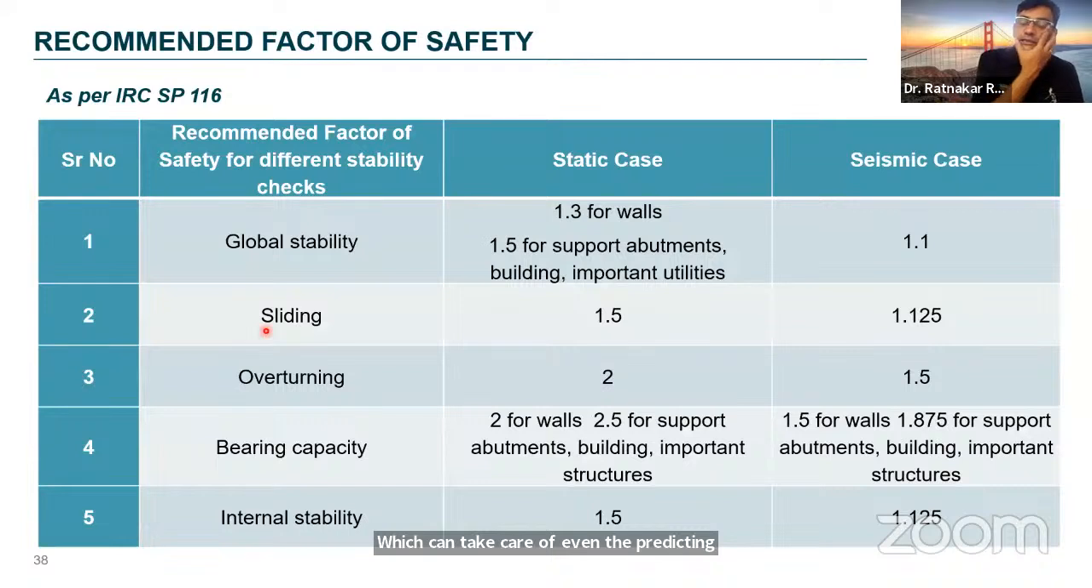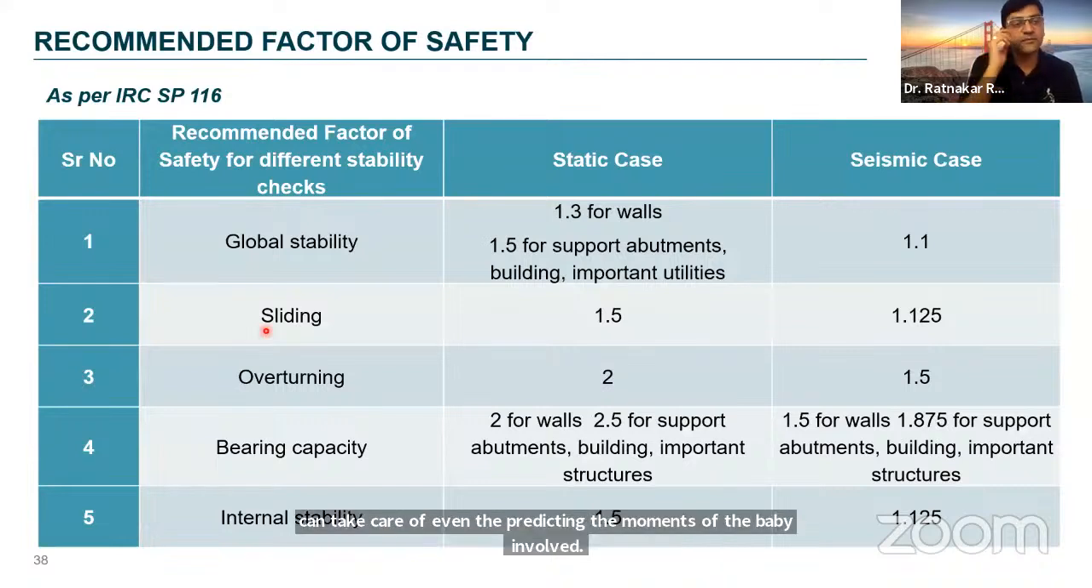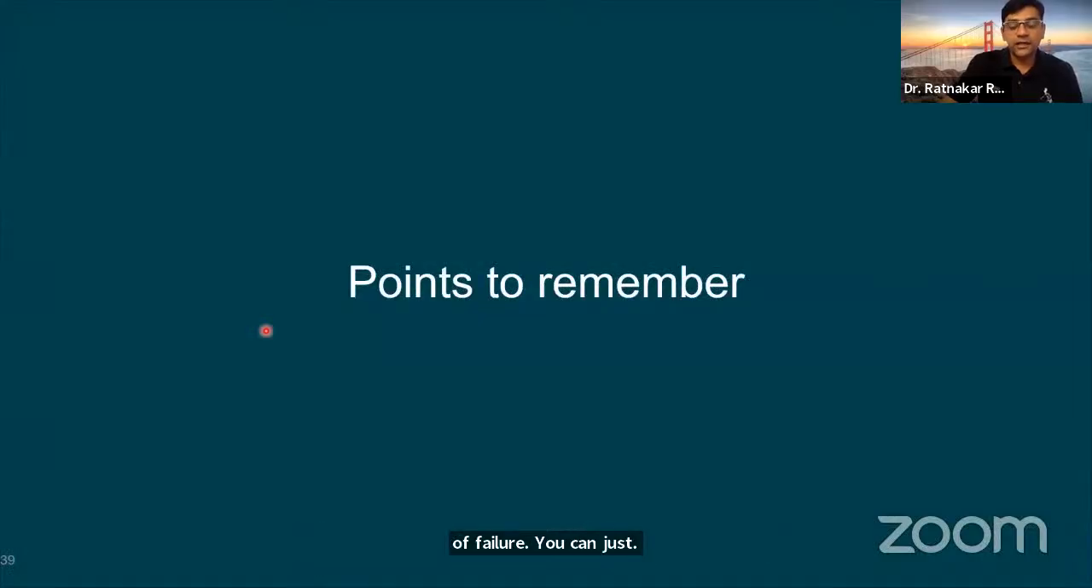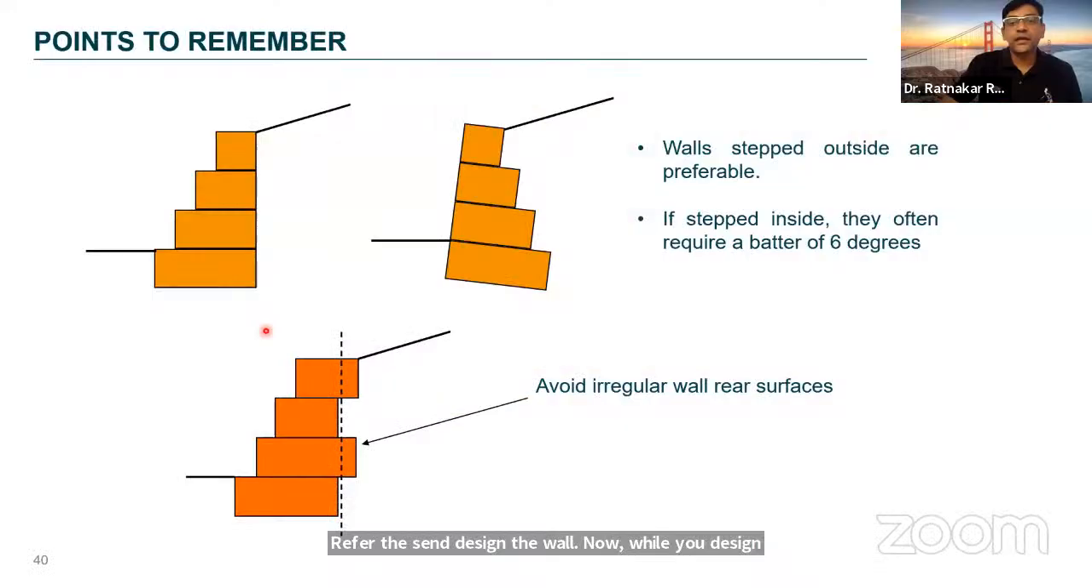When we design these retaining walls, as the professor mentioned, you can refer to IRC SP 116, which gives the different factors of safety for different modes of failure. You can just refer to this and design the wall. Now, while you design this Gabion wall, you need to keep some points in mind.